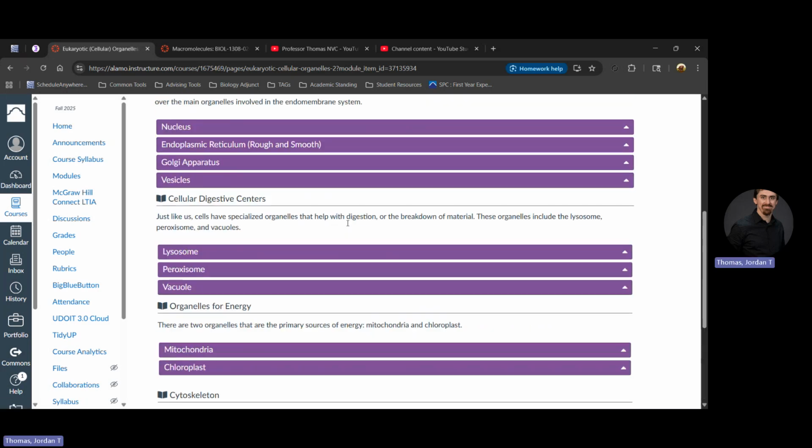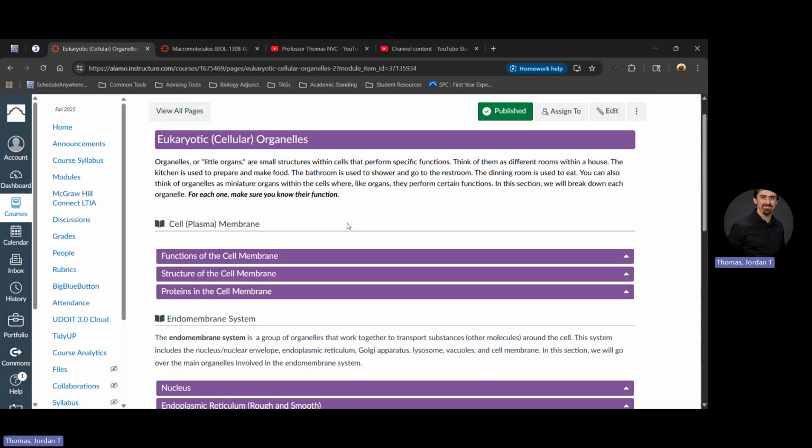Now, that is all the organelles you need to know. Again, make sure you know each of their functions in general for the upcoming exam.